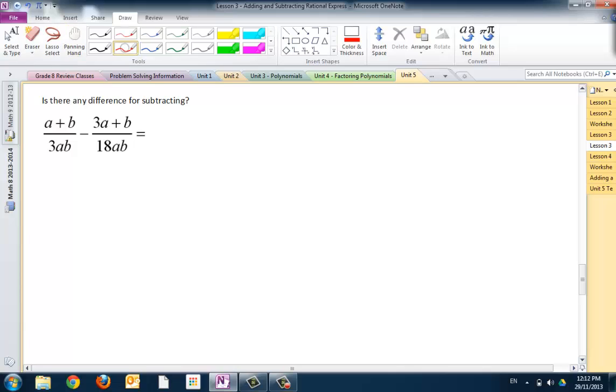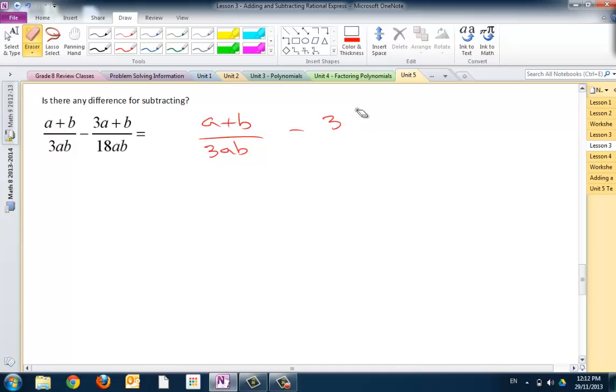Now, is there any difference when we are subtracting? When we're using fractions, there's no difference. I have to find equivalent fractions with a common denominator, and then I subtract the numerators. So let's do this example here. This would be a plus b over 3ab. Write it out as a product of its factors if that helps you.